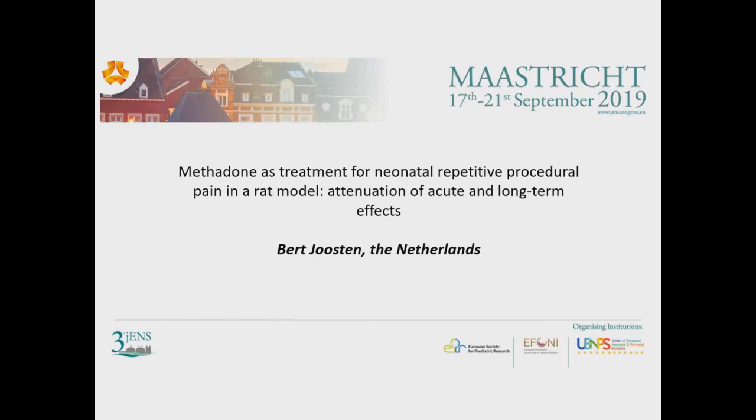In fact, they invited Nienke van der Hoge, who's a postdoc in my team and did most of the work on methadone in the animal model for pain and neonatal pain.